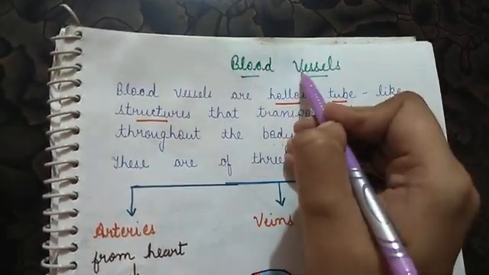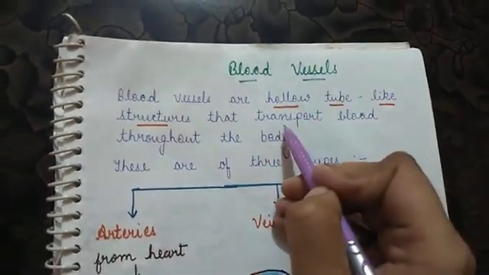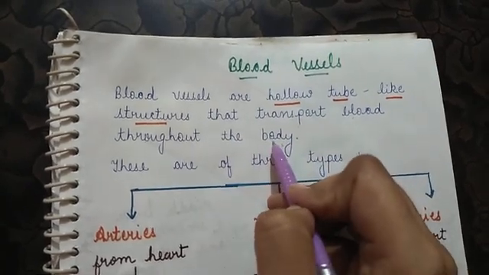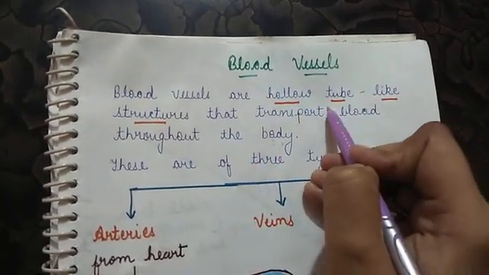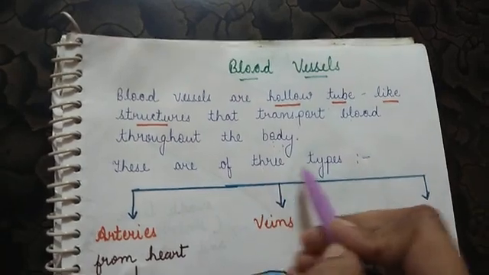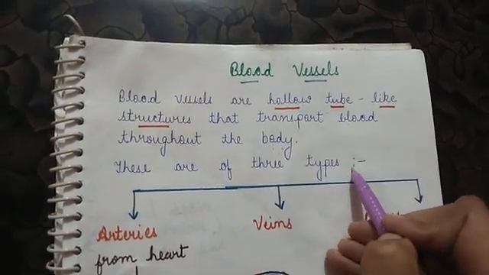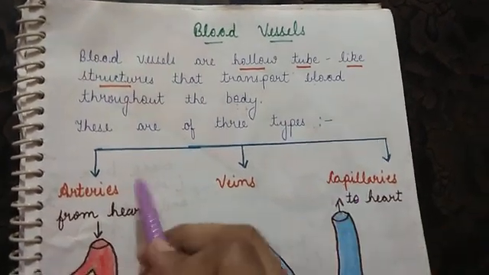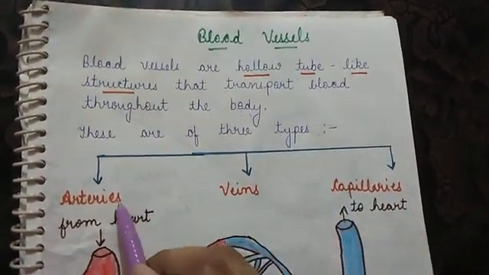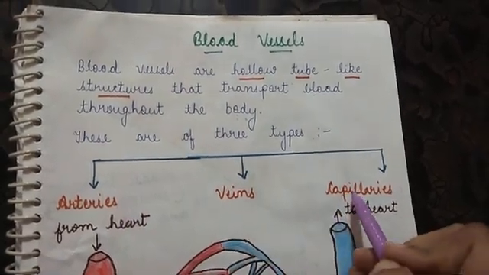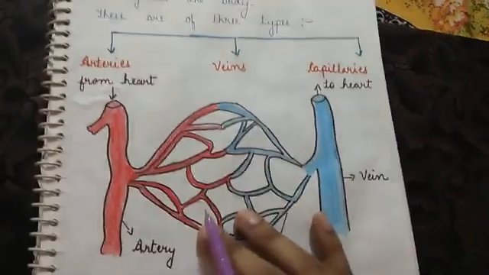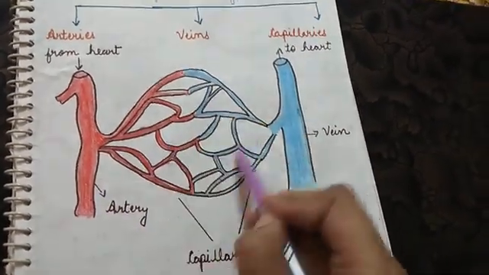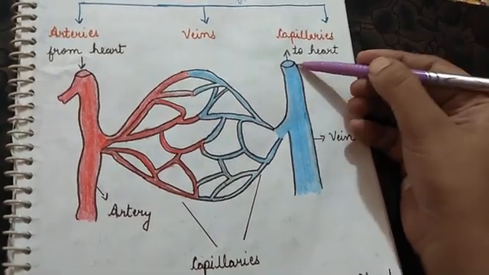So what do these blood vessels do? They transport blood throughout the body, and this transportation of blood is done through three types of blood vessels, that are arteries, veins and capillaries. What are the three types of blood vessels? Arteries, veins and capillaries. Here you can see the structure. This is artery, in the middle we have capillary, and this is vein.